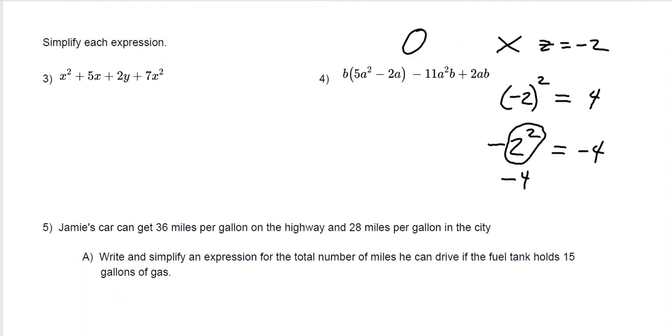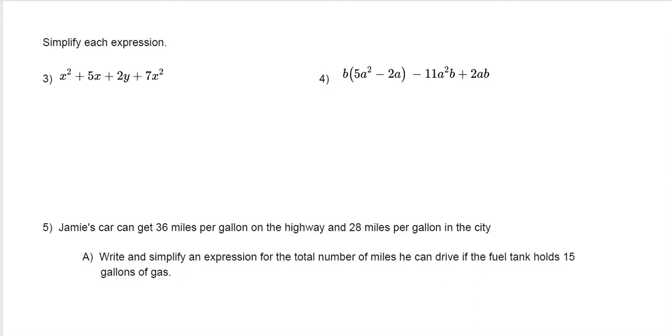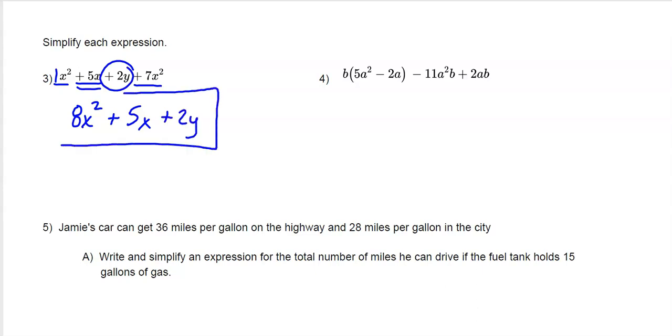All right, simplifying the expressions. Are there any like terms? Well, I have an x squared and a 7x squared. That x squared really has a coefficient of 1 there that we don't see. So the 1 and the 7 make 8x squared. Then we just have the lone x term, plus 5x. And then we have this plus y term. And that's about as good as I can get. There's really nothing else that can be done there as far as simplifying.